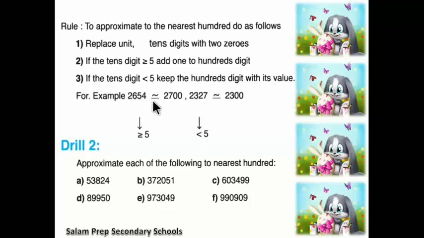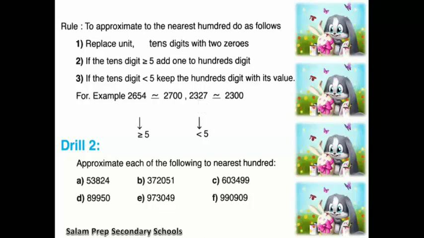2,654 is approximated to the nearest 100, 2,700. Another example for you. 2,327 is approximated to the nearest 100. Nearest 100 means please go to hundreds place, okay? Before hundreds place, tens and units. We will put 0 in units, 0 in tens. Now go to hundreds place. Before hundreds place is tens place.